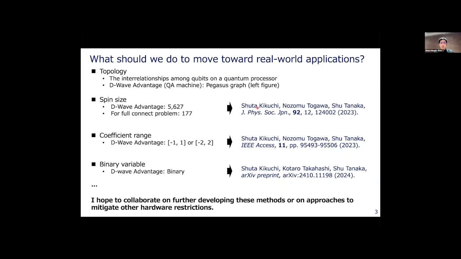In addition to this, we have proposed an algorithm to mitigate the coefficient range restriction and conducted research on effective transformation techniques for representing integers by binary variables. So I hope to collaborate on further development of these methods or exploring other approaches to mitigate hardware restrictions. Thank you for your attention.